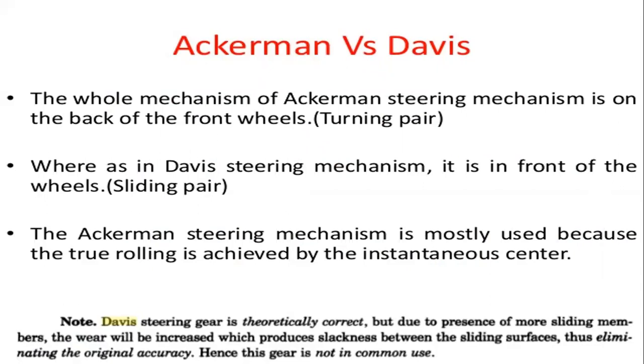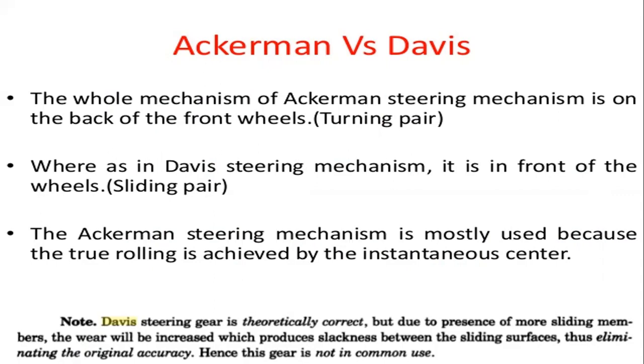So that is why we are using the Ackermann's steering gear rather than the Davis steering gear mechanism, because of its types of pairs. A turning pair does not wear out quickly, but a sliding pair easily wears out. And the Ackermann's steering gear mechanism is mostly used because true rolling is achieved by the instantaneous center. So because of the rolling of the instantaneous center, the Ackermann's steering gear mechanism is mostly used.